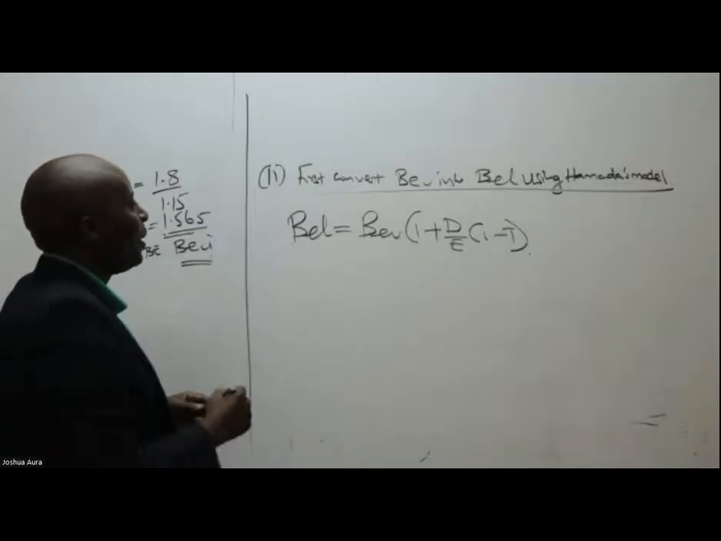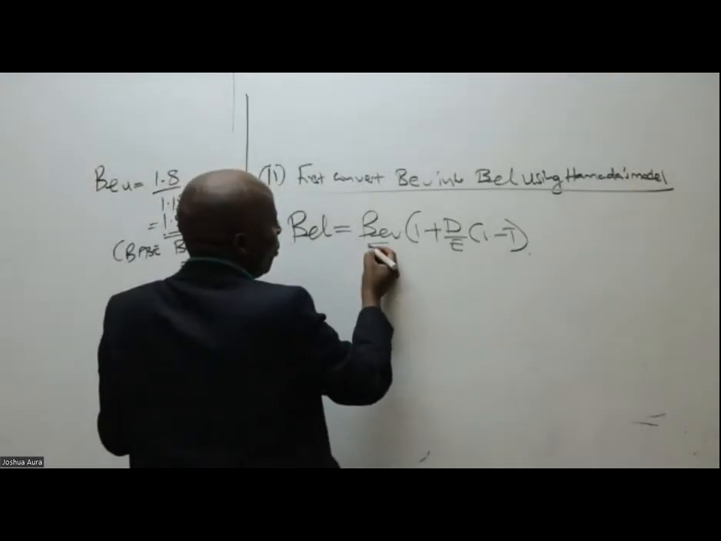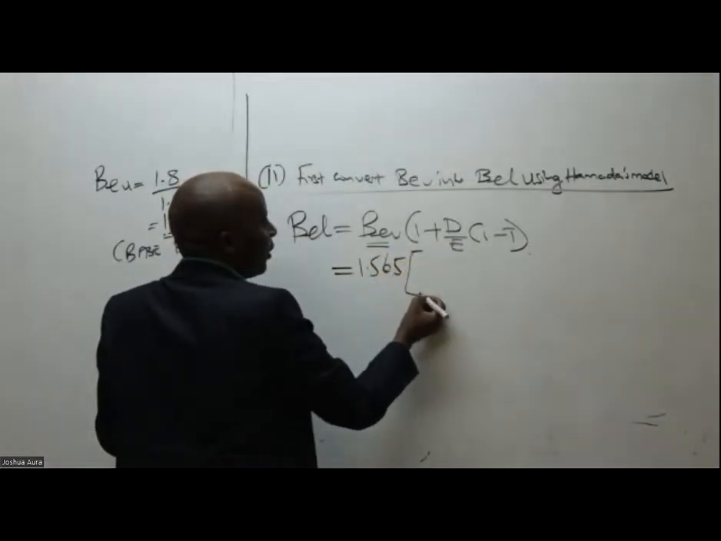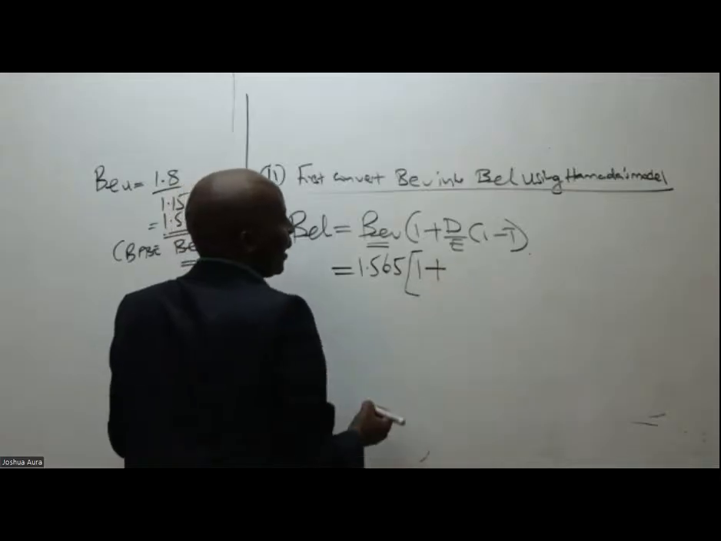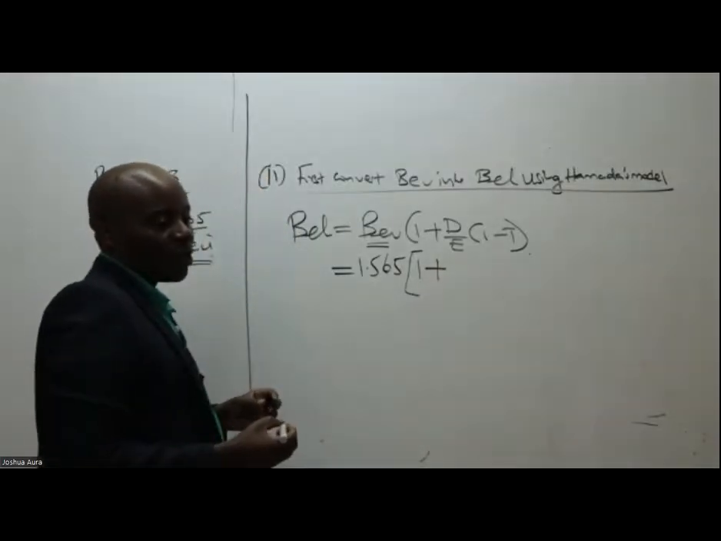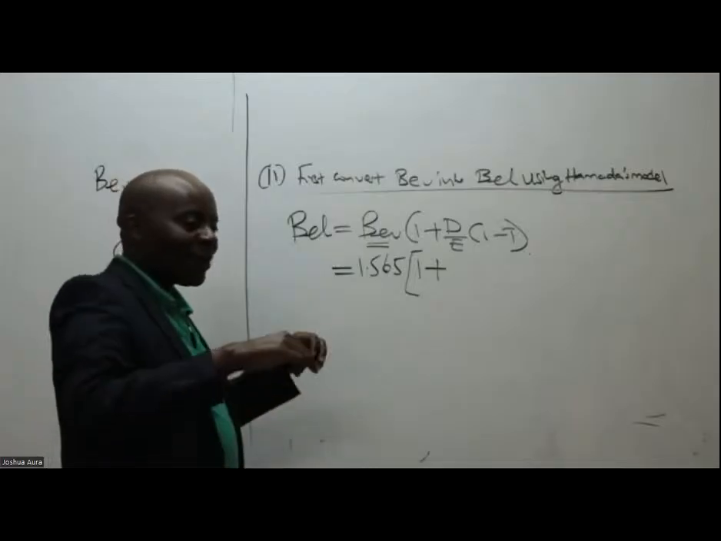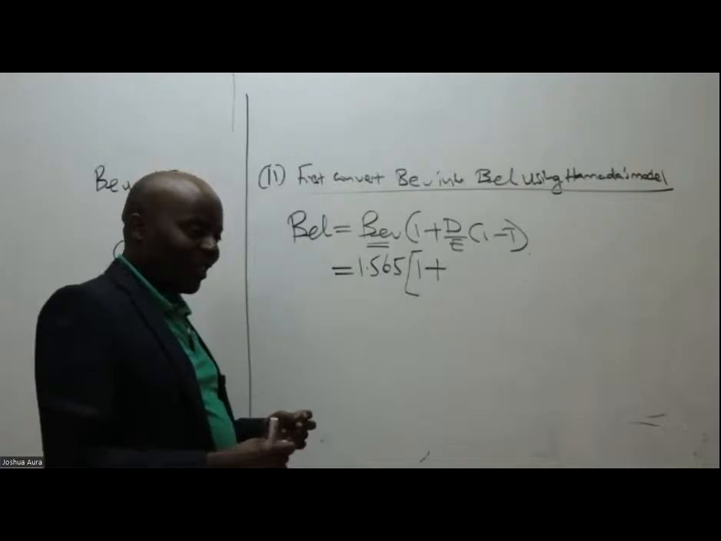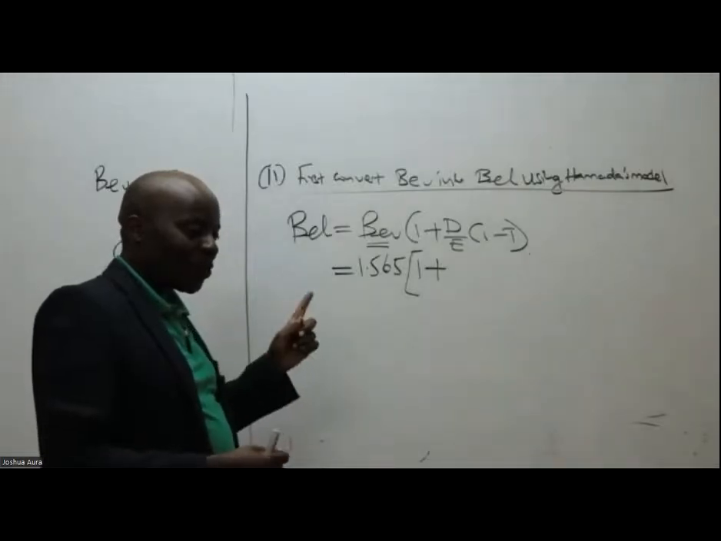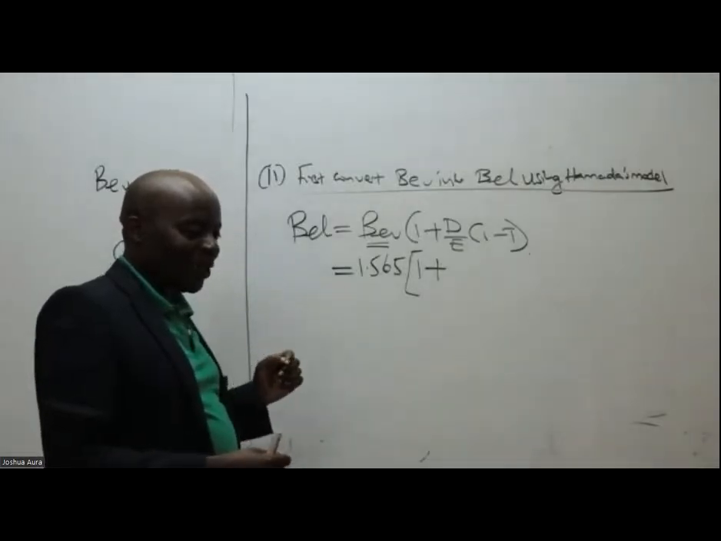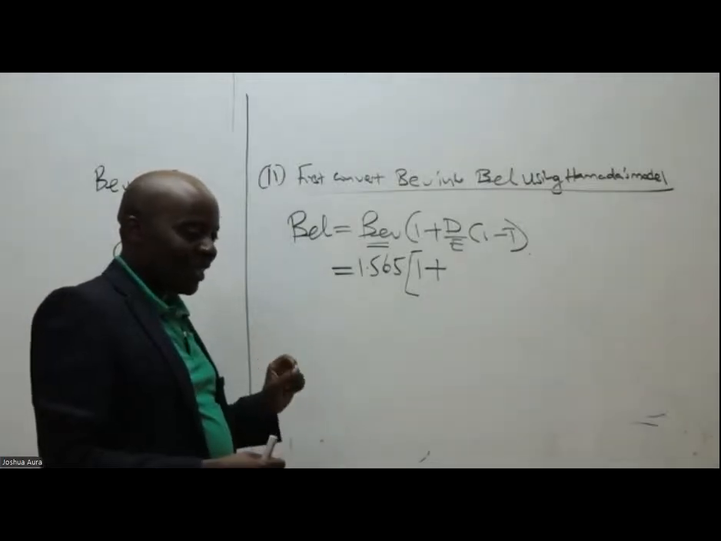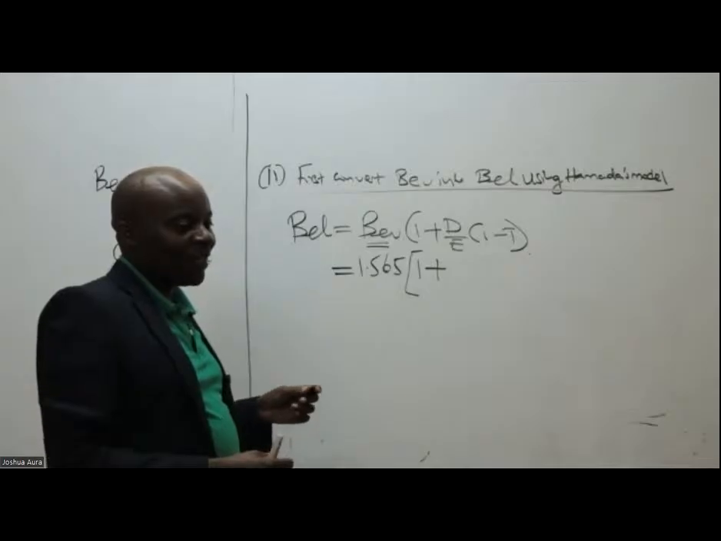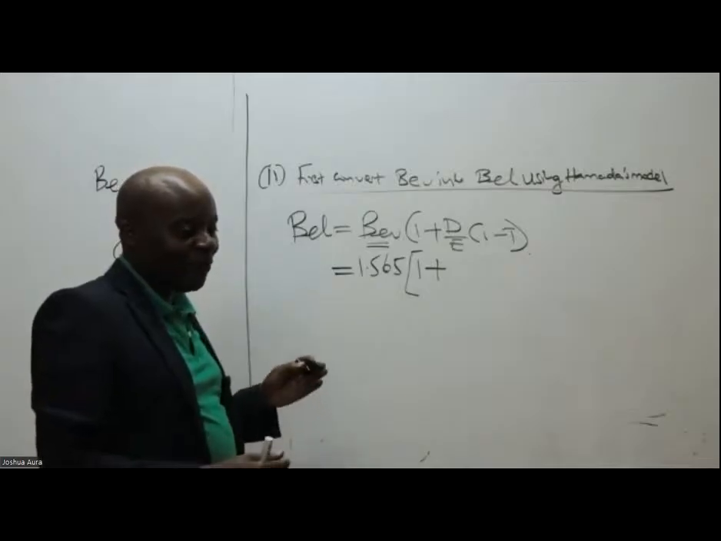So then, gentlemen, remember, I have this BEU. BEU is 1.565 into 1 plus debt to equity. So could you kindly give me the debt to equity of this scenario, the financing structure? Debt to equity, I should write what over what? Just try. There's no harm in trying. Debt over equity, I should use 50 over 50.